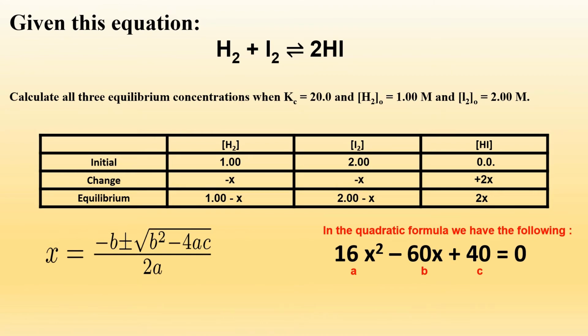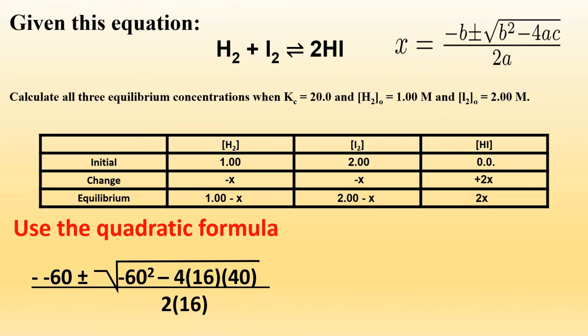Now use the quadratic formula, where x is equal to negative b plus or minus the square root of b squared minus 4ac, divided by 2a. In our equation, a is 16, b is negative 60, and c is 40. Placing those values into the quadratic formula yields negative negative 60 plus or minus the square root of negative 60 squared minus 4 times 16 times 40, divided by 2 times 16.